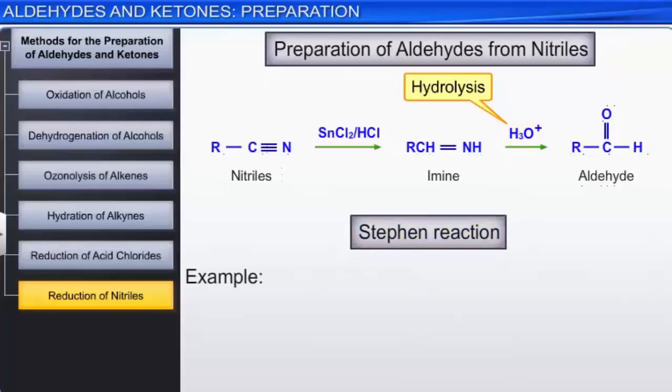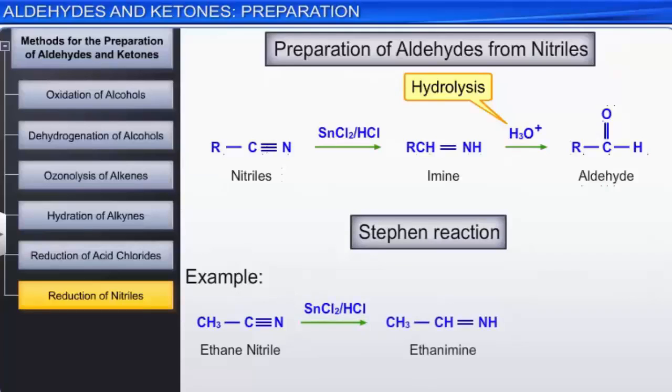For example, ethane nitrile on reduction in the presence of SnCl2 and HCl gives ethanimine. This on hydrolysis in the presence of an acid gives ethanal as the final product.